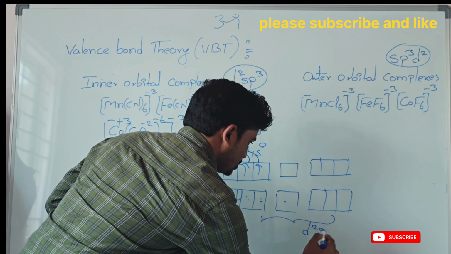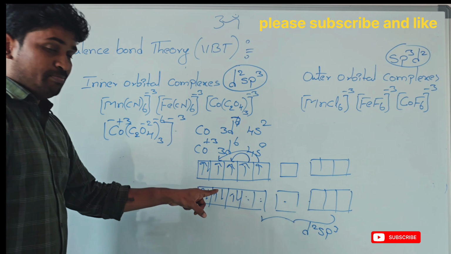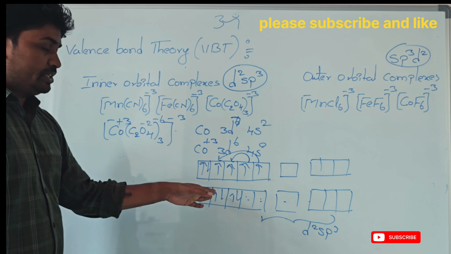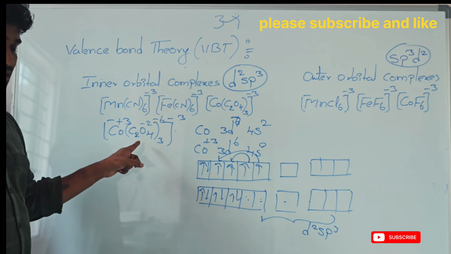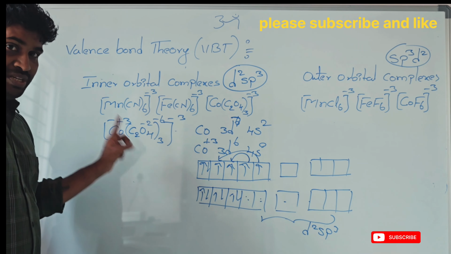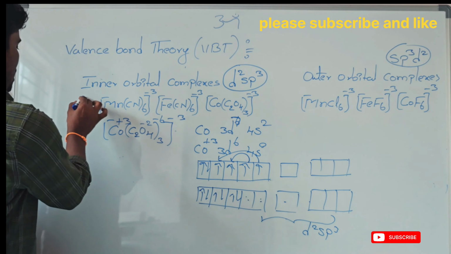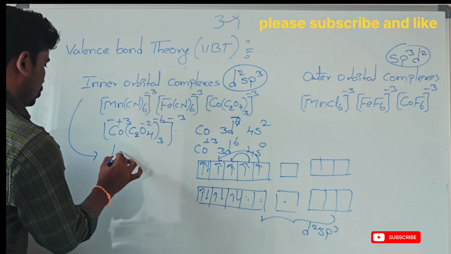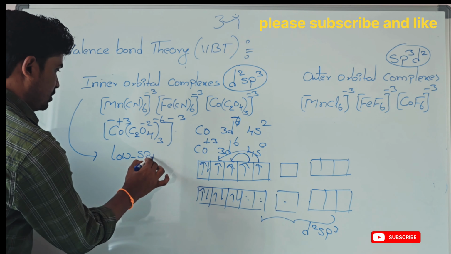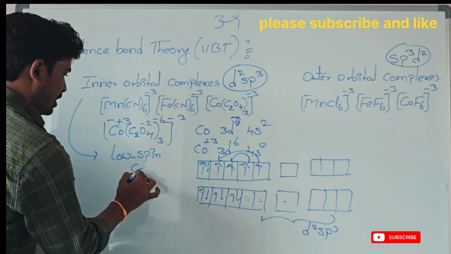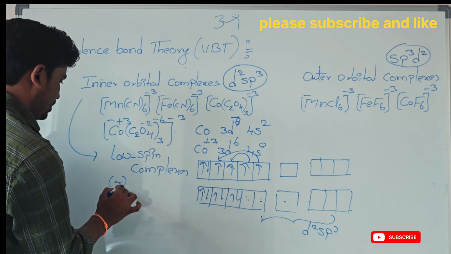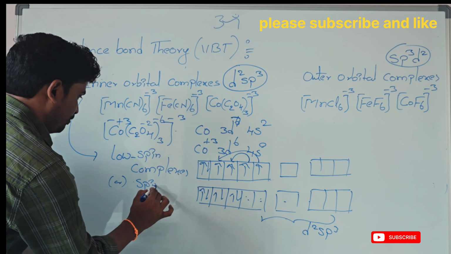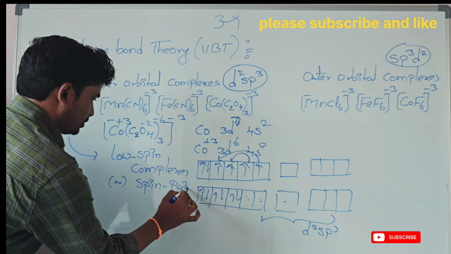Hybridization is d2sp3. Are there any unpaired electrons? No unpaired electrons, so the magnetic behavior is diamagnetic. So it is an inner orbital complex, a low spin complex. Inner orbital complexes are also called low spin complexes. Another name is there: spin paired complexes.